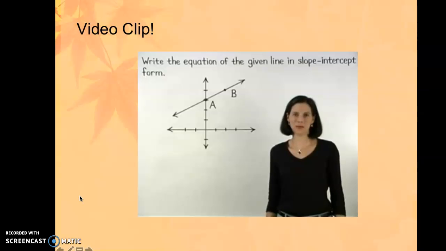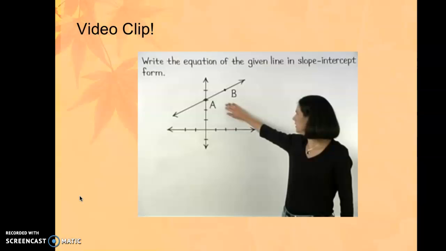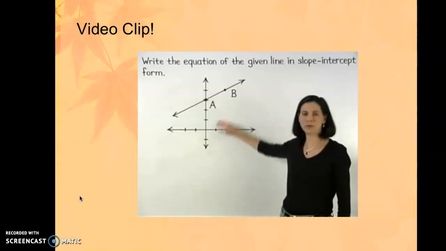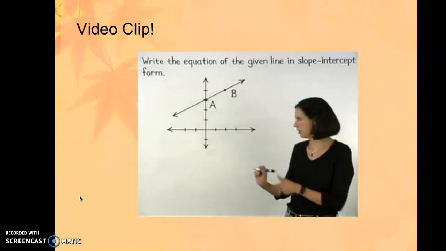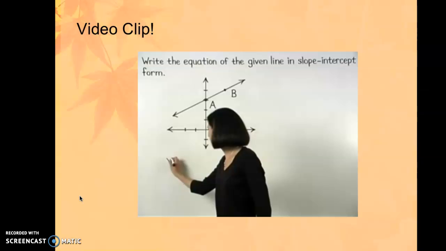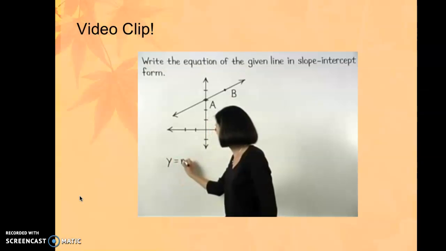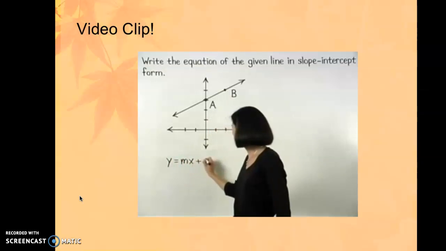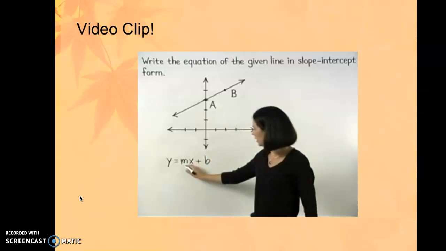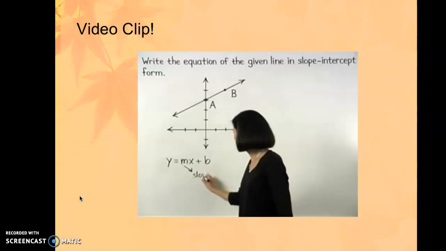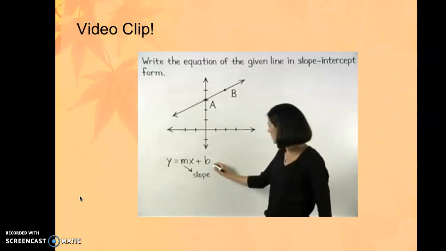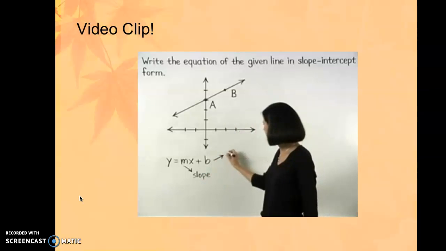In this example, we're asked to write the equation of the given line in slope-intercept form. Remember that slope-intercept form is the same thing as y equals mx plus b form, where m represents the slope of the line and b represents the y-intercept.